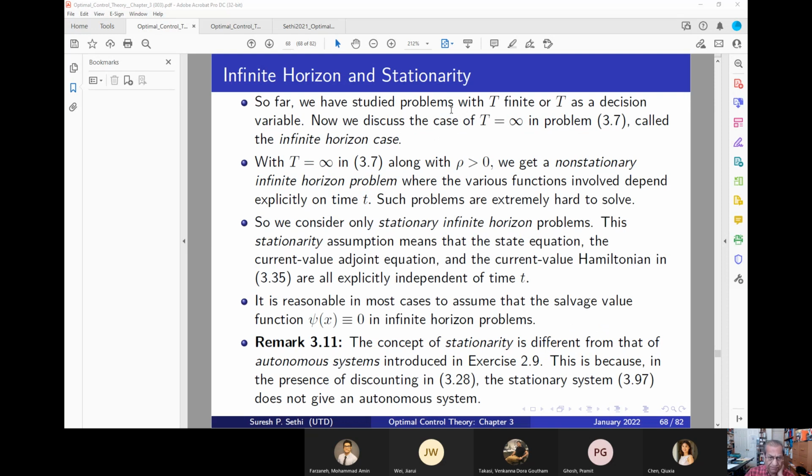So, infinite horizon. So t equal to infinity. First of all, we need to have rho bigger than 0. Otherwise, problems are hard to solve. The reason is that if you change t from finite t to infinity, then non-stationary infinite horizon problems are hard to solve. By non-stationary, I mean things explicitly depend on time.